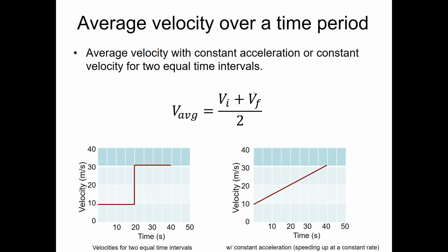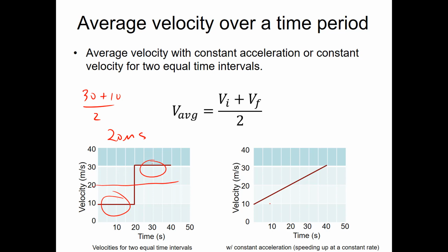And then here's your equation that you can use for either of these situations. Here I have two equal intervals, so it's pretty much taking an average of 2. If I take that equation right here and I type in 30 plus 10 divided by 2, I'm going to get 20 meters per second. That would be my average right down the middle.